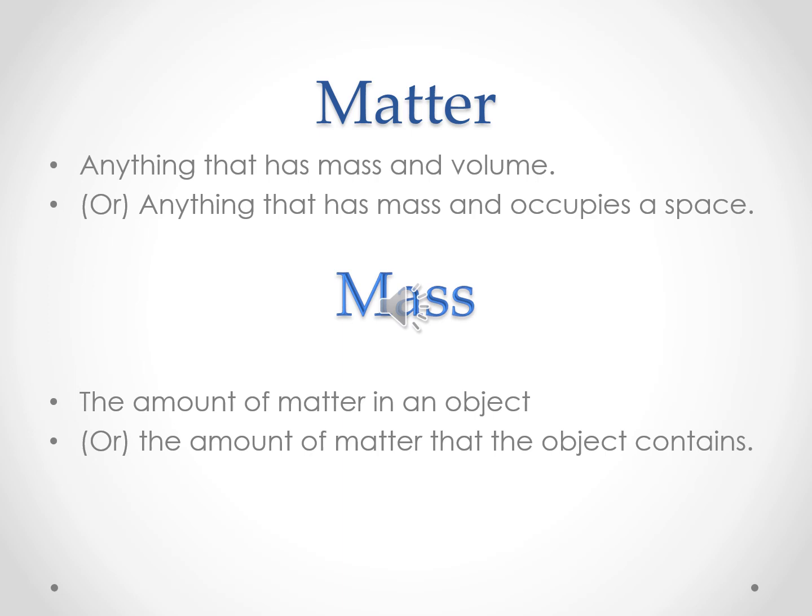For example, if I hold a book, you can see the book is a little bit heavy, right? So the question now is, where does this mass come from? Absolutely, the mass of this book comes from the number of pages inside this book. So, the mass is defined as the amount of matter that the body contains, the amount of matter in an object. So, I can define the mass in 2 ways. The first way is the amount of matter in an object, or the second way, which is the amount of matter that the body contains.